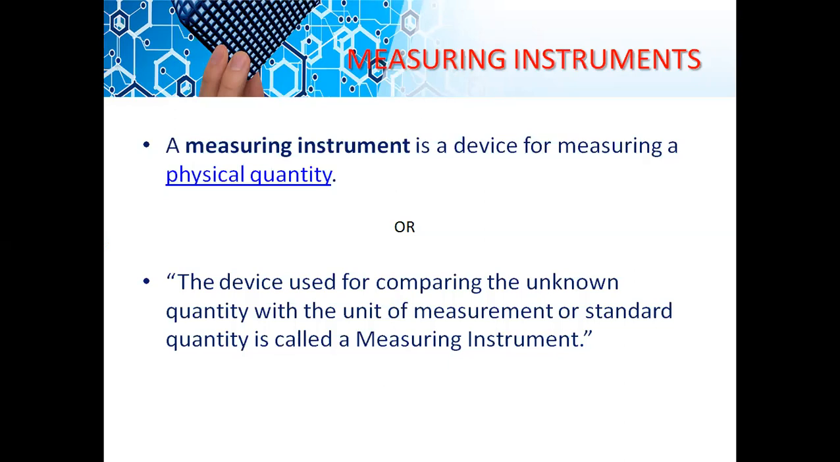There are many definitions of measuring instruments. I have put one more definition. It says that the device used for comparing the unknown quantity with the unit of measurement or standard quantity is called a measuring instrument. So it clearly states that a measuring instrument is a device which compares an unknown quantity with a standard quantity.